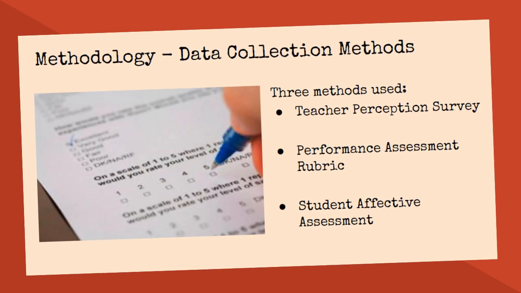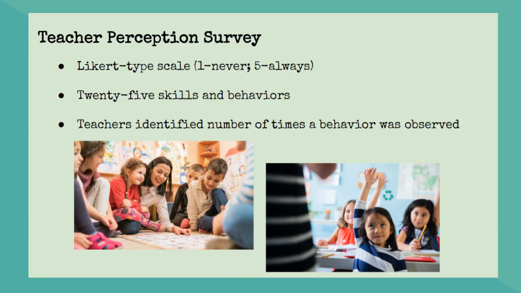To collect the data from this study, the researcher used 3 different tools. 1, the teacher perception survey, 2, the performance assessment rubric, and 3, the student affective assessment. The Teacher Perception Survey consisted of 25 items of skills and behaviors that teachers were asked to provide the frequency of. Teachers were asked to range their responses from 1 to 5, 1 representing never occurring to 5 always occurring.